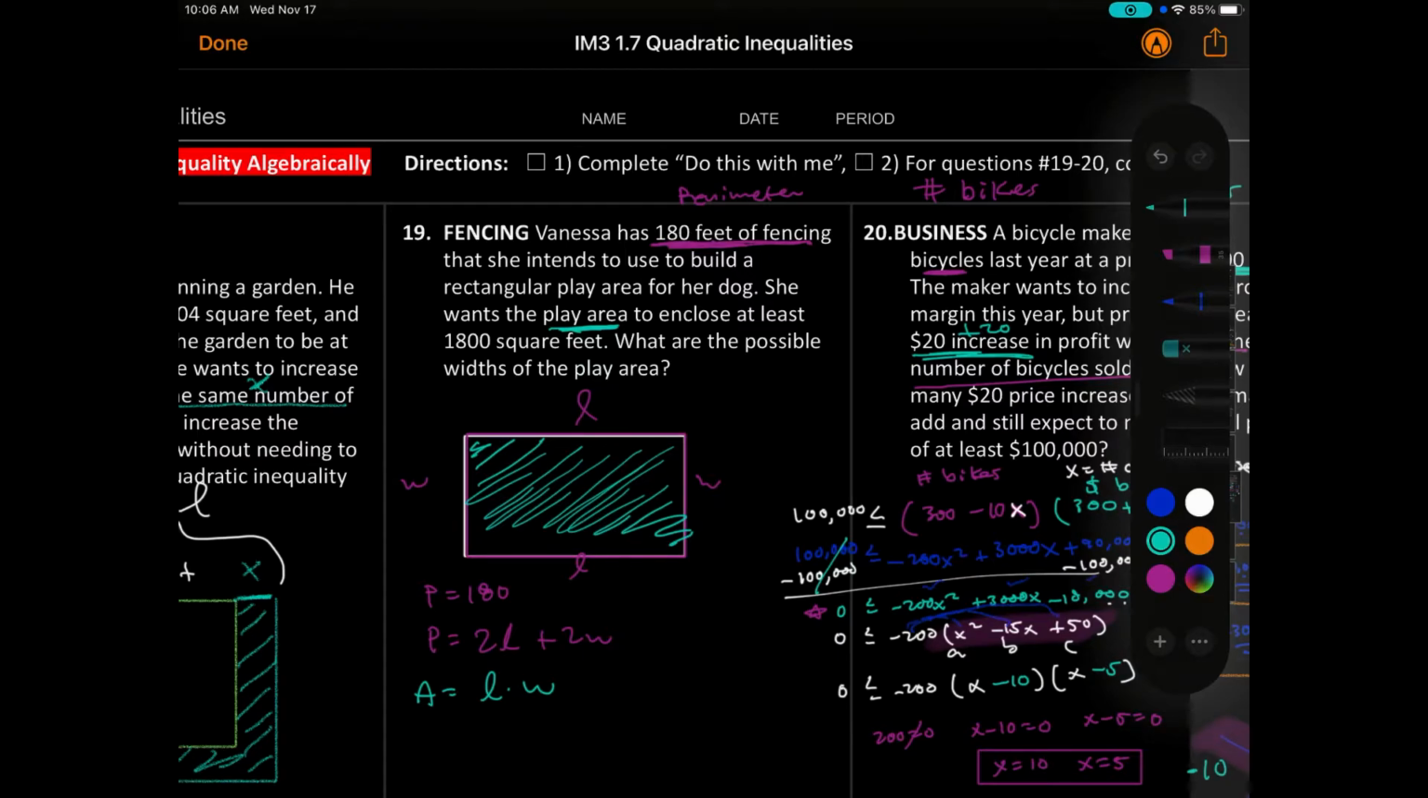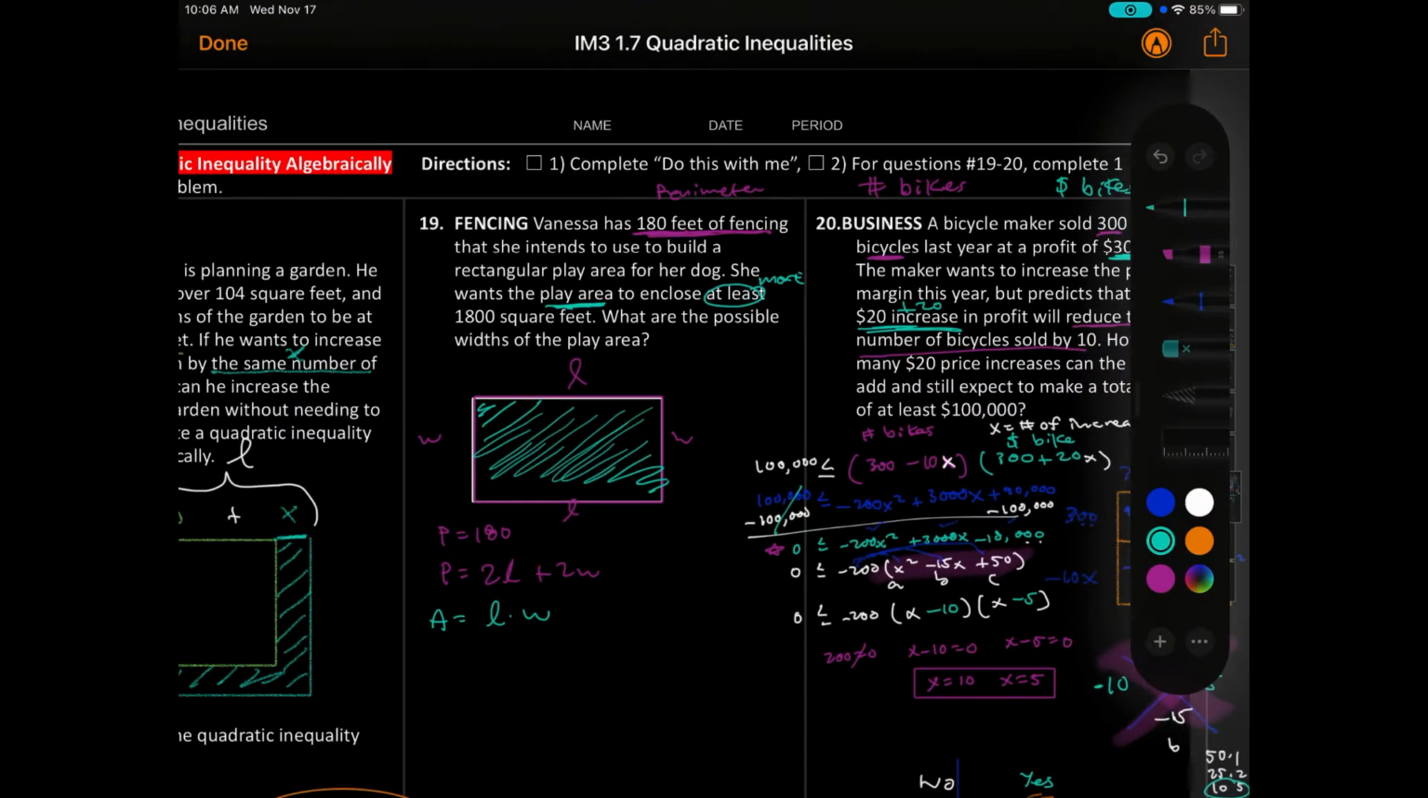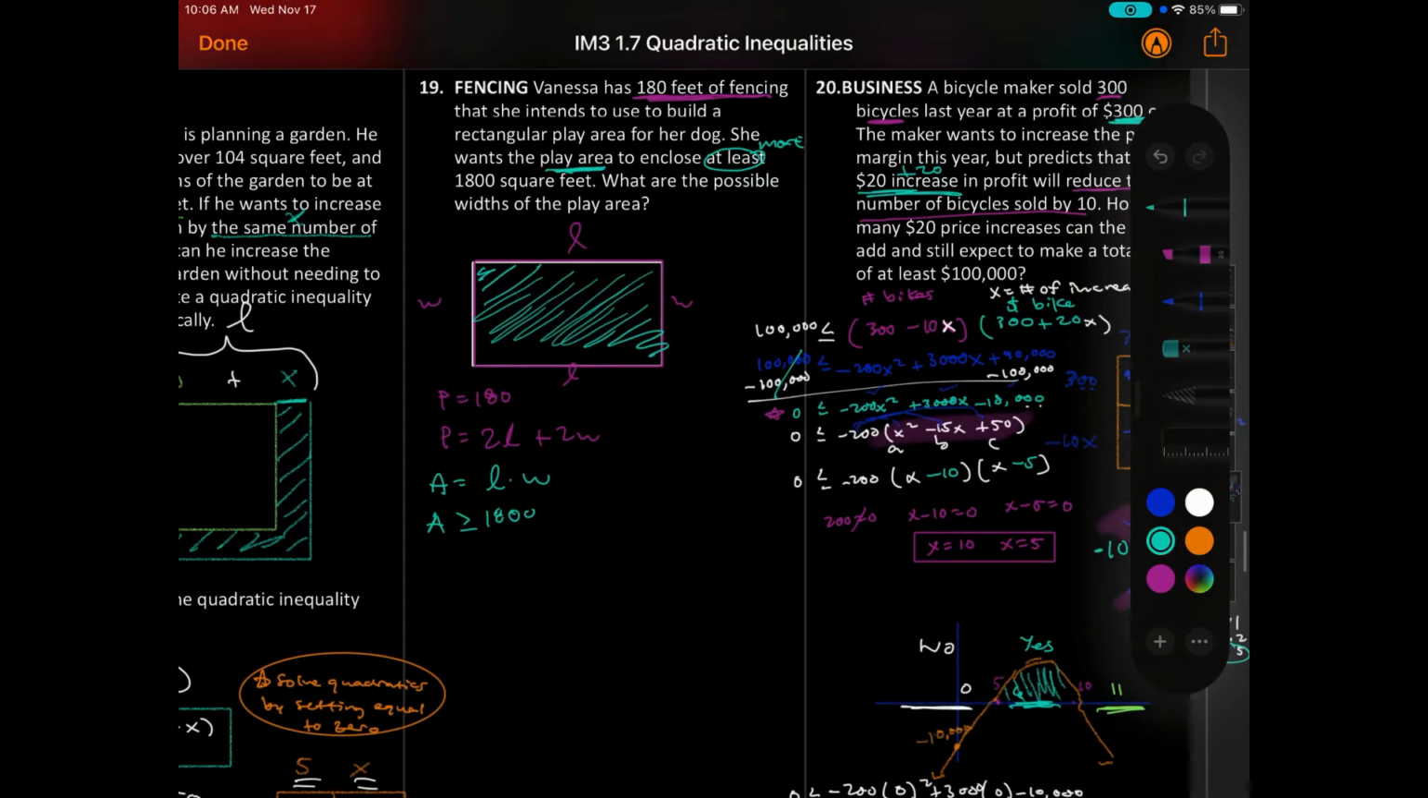And at least means we want more than, greater than or more than 1,800 square feet, if that makes sense, okay? So what can I do here? I want the area to be greater than or equal to 1,800. So in some ways, I want 1,800, I wrote it kind of backwards, but it's pointing towards the 1,800. Length times width to be greater than or equal to 1,800.